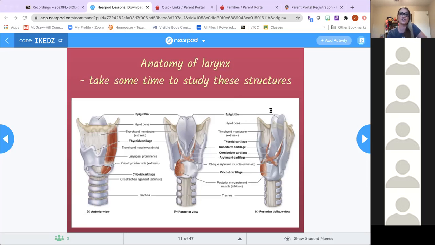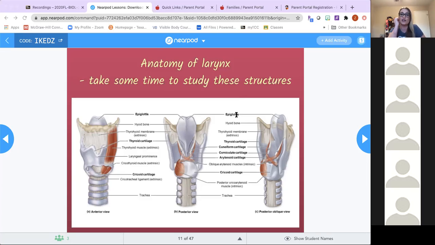The largest cartilage of the larynx, as you can see from this image, is the thyroid cartilage. The laryngeal prominence, or Adam's apple, is an anterior projection of that thyroid cartilage. It's the upper anterior projection, and you can actually touch it and feel it, and you will see how it goes like that, okay?